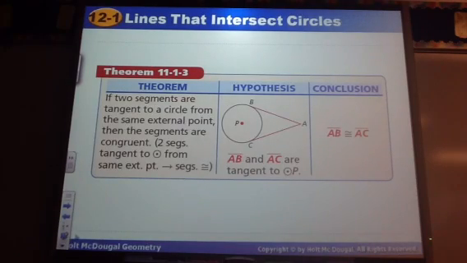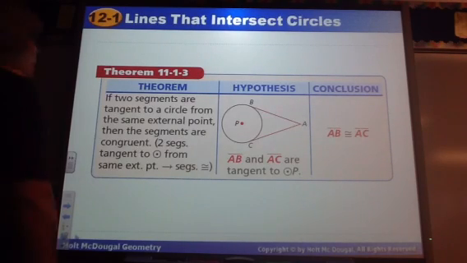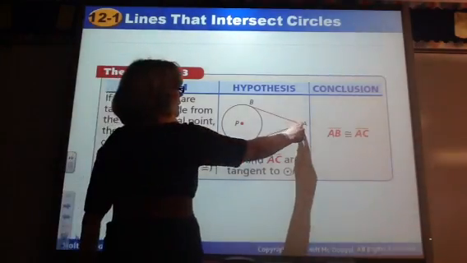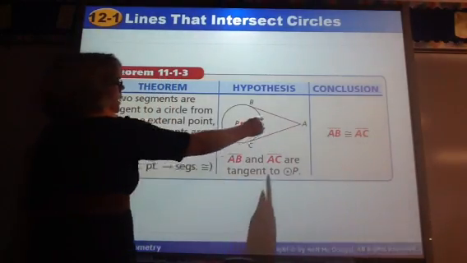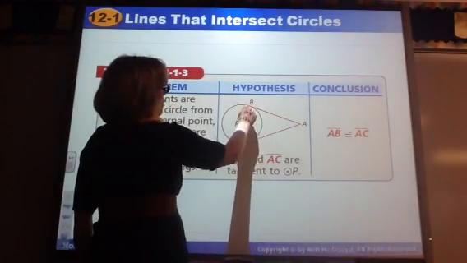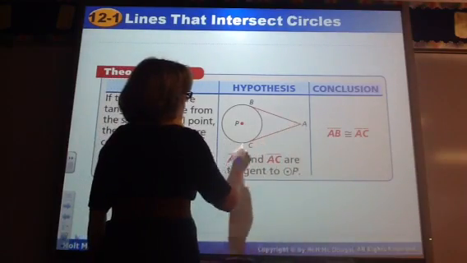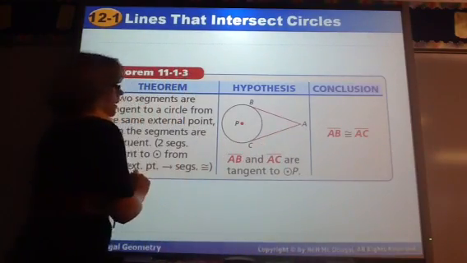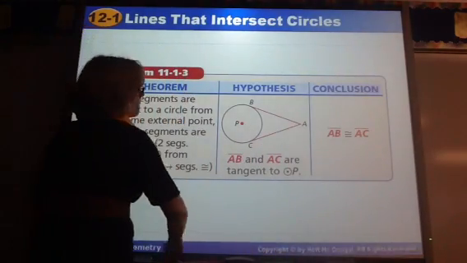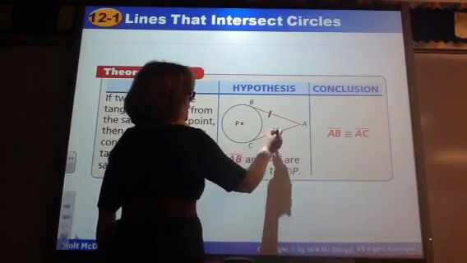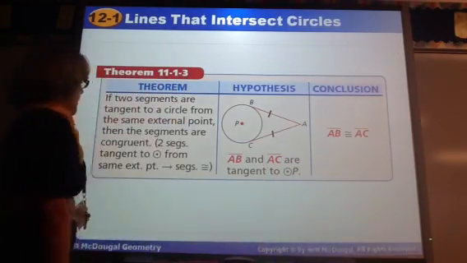All right, another theorem. If two segments are tangent to a circle from the same exterior point, then the segments are congruent. Okay, so we have exterior point A. AB is tangent to the circle. It intersects right there. AC is tangent to the circle. It intersects right here. Therefore, segment AB is congruent to segment AC.